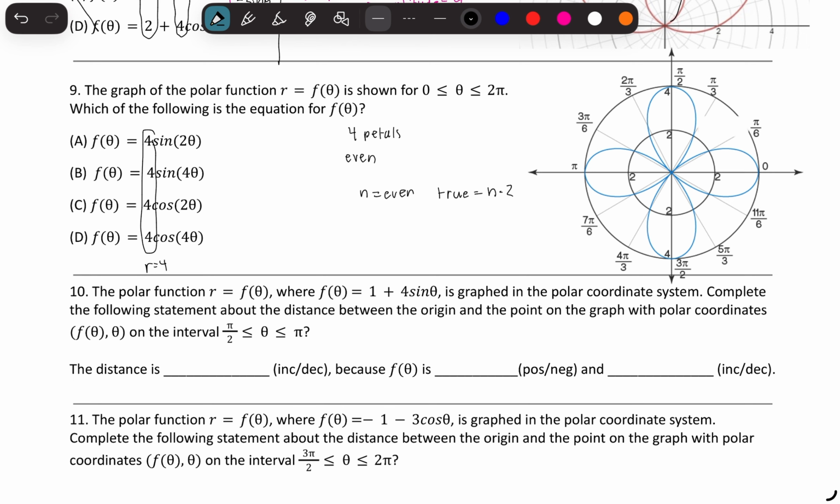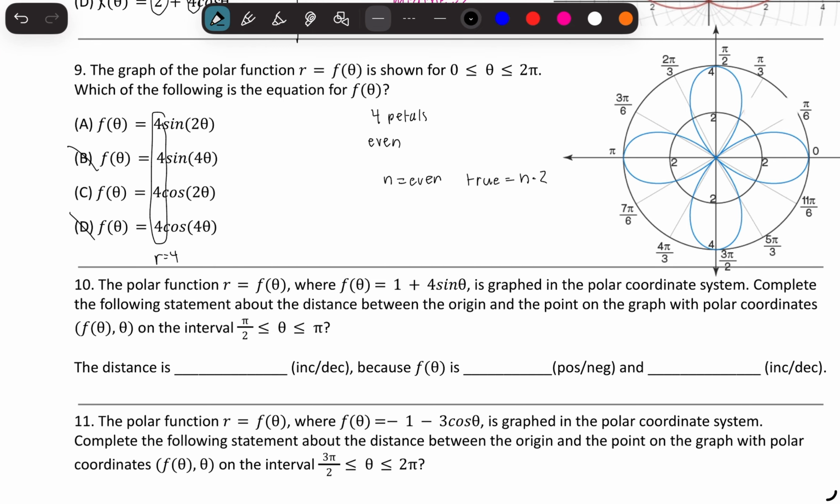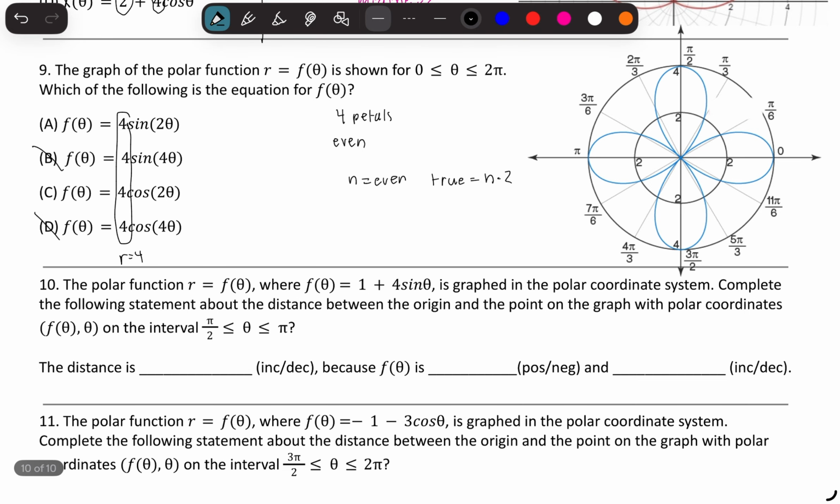Now, what we see is that it cannot be 2 of theta because it cannot be 4 of theta, because that would be the real, and it's not the real, it's actually double. And we can also see that we have to look at when it is sine versus cosine. So when it is cosine, it means that a petal has to be on the x-axis. If it's sine, that means there has to be a petal at theta equal to pi over 2, or the y-axis.